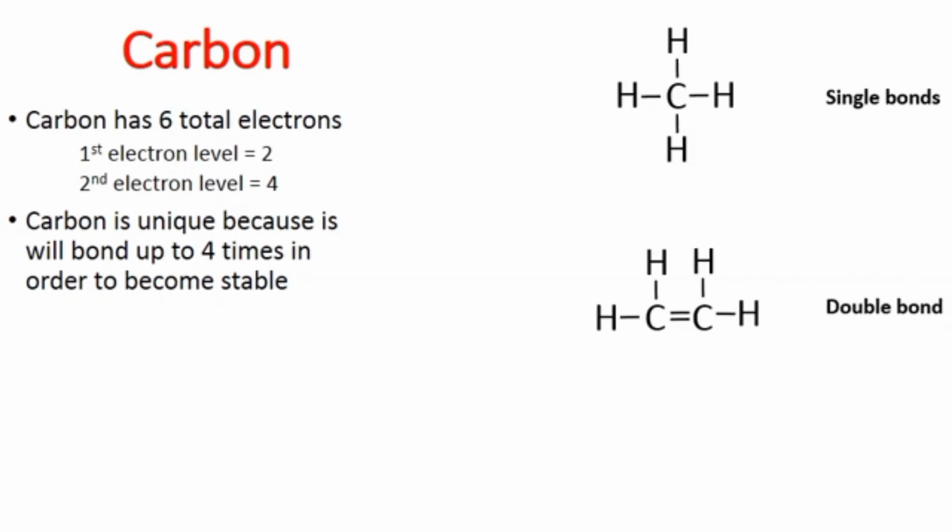Here is another example of carbon bonding 4 times. The 4 dashes shown with hydrogen on the right side make the carbon stable. Here is a triple bond, with 4 bonds attached on the right, and this is a unique characteristic of carbon.